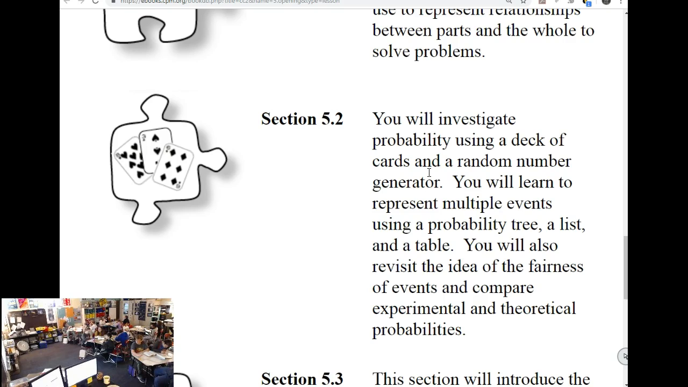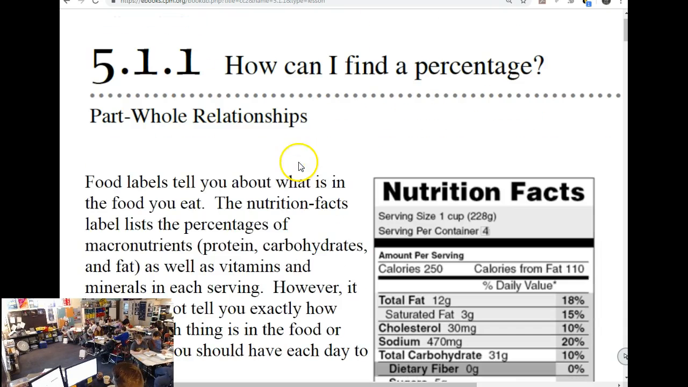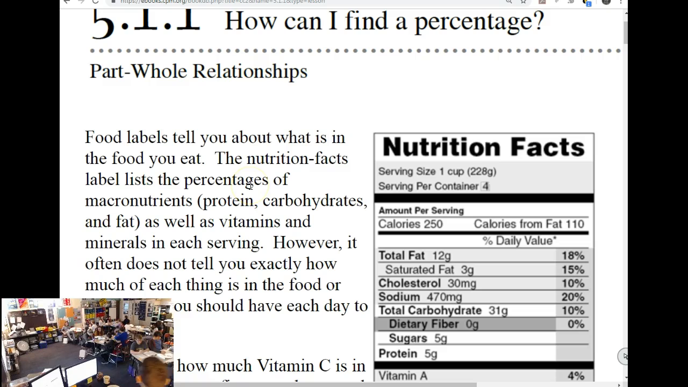So think about games you've played or things you've done where you think it's not fair. And what fair really means, aside from the place with the rides and everything, what does it actually mean for the probability of an event to be fair? So before we get there, we are starting in part to whole relationship.